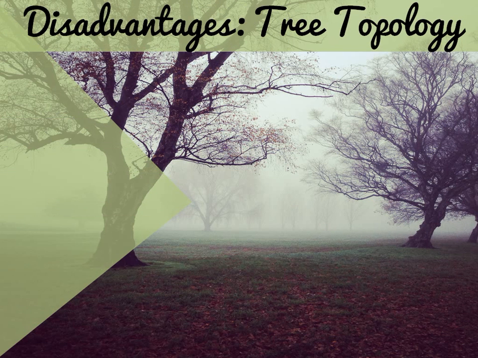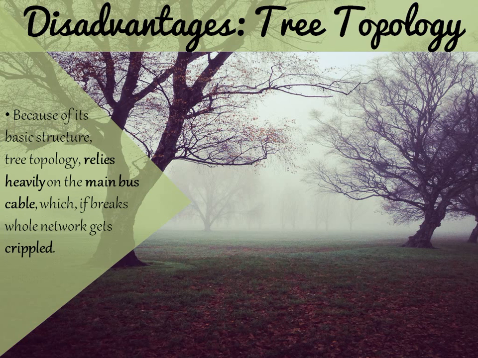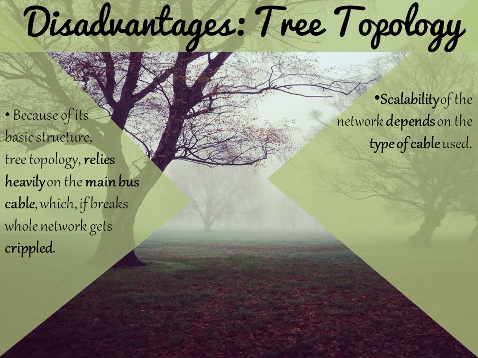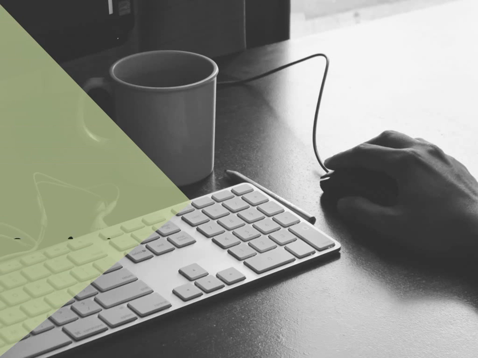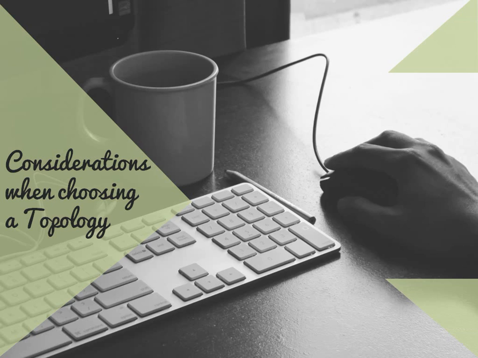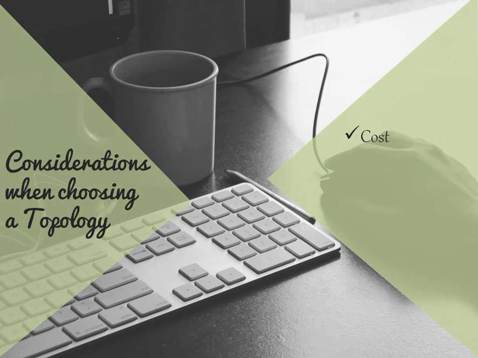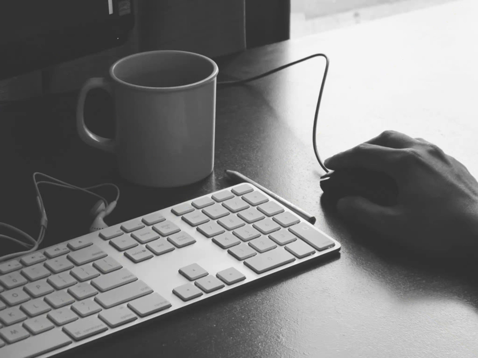Disadvantages of tree topology. Because of its basic structure, tree topology relies heavily on the main bus cable, which if it breaks, the whole network gets crippled. Scalability of the network depends on the type of cable used. As more and more nodes and segments are added, the maintenance becomes difficult. Considerations when choosing a topology. Cost must be a factor that should be kept in mind. Length of cable needed, future growth, and cable type.